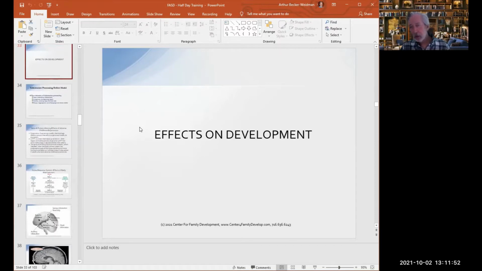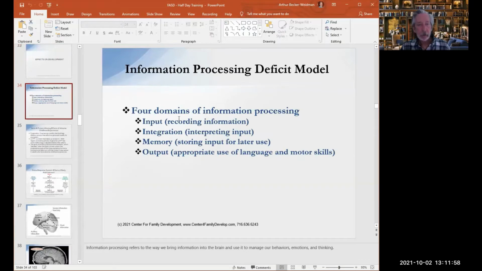Okay. All right, so effects on development, just to kind of skim through that. First of all, one thing to think about is the way we process information involves 4 elements: input, integration, memory, and output. And any and all of those can be affected by prenatal exposure to alcohol. So for example, one of the areas I see most often impacted is memory. And memory is composed of 4 different components.